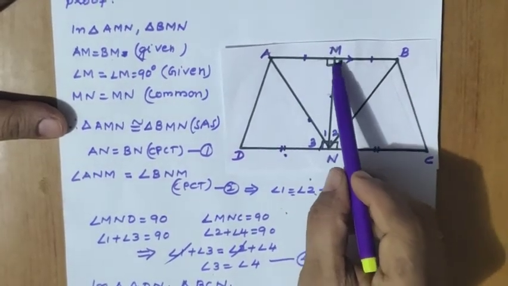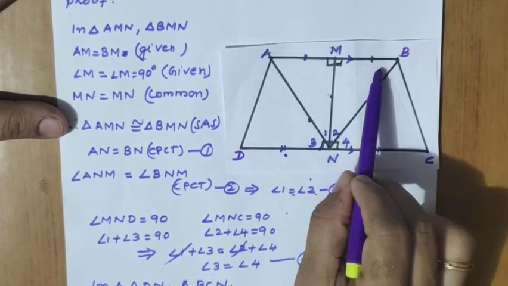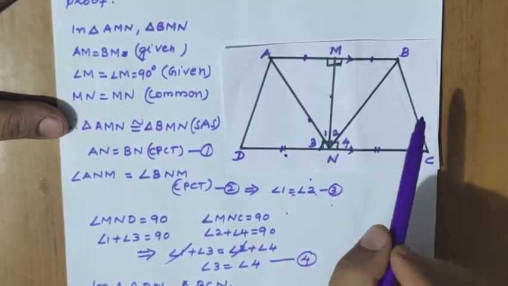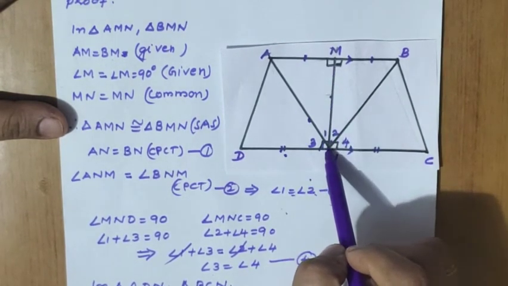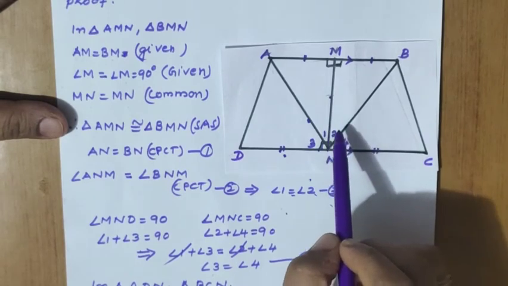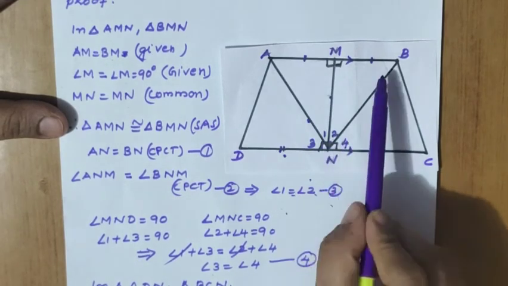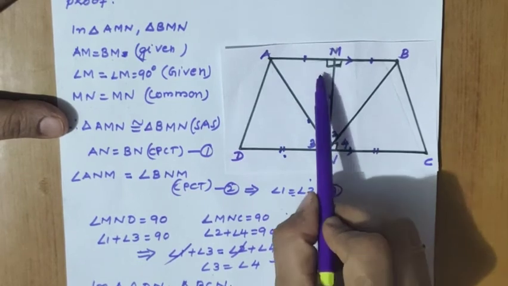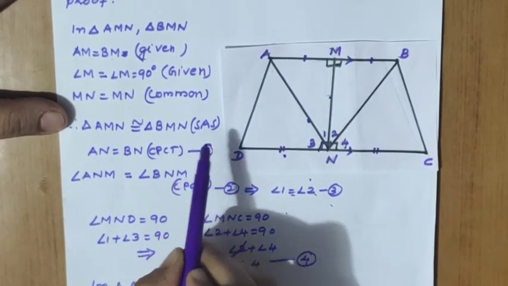So what is given in the question? M and N are the midpoints. So AM equal to BM, DN equal to CN. AB is parallel to DC also because it's a trapezium. Angle M 90, angle N is also 90. Both are perpendicular. Now MN is the common side. Now we are taking this triangle only, AMN and BMN. In that first side, then the second side included angle. So we got that triangle AMN congruent to triangle BMN, SAS.